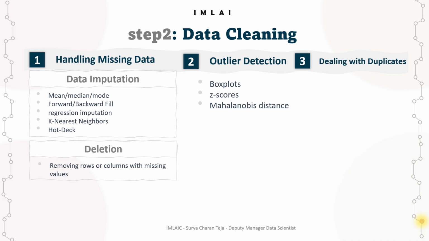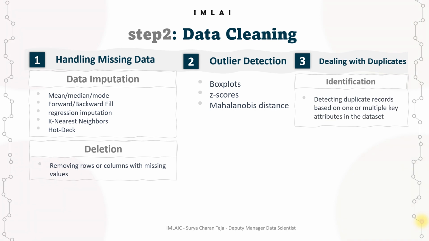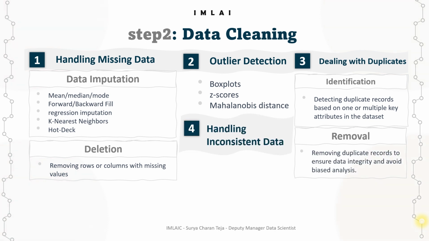And the third one is dealing with duplicates. Here, the first is identification, detecting duplicate records based on one or multiple key attributes in the data set. The second one is removal, removing the duplicate records to ensure data integrity and avoid biased analysis. And the last one is handling inconsistent data.